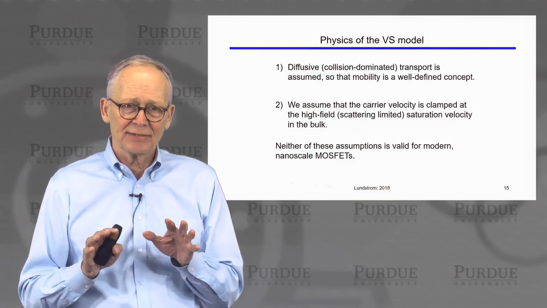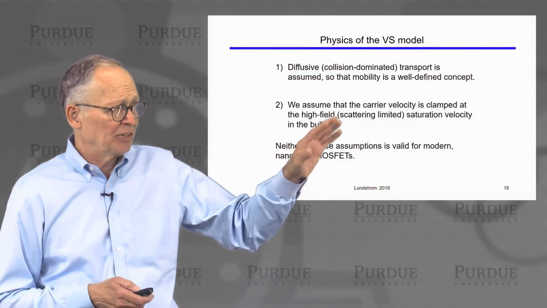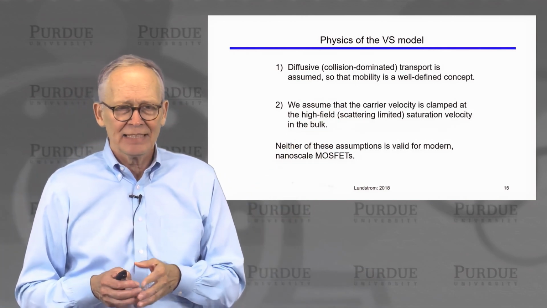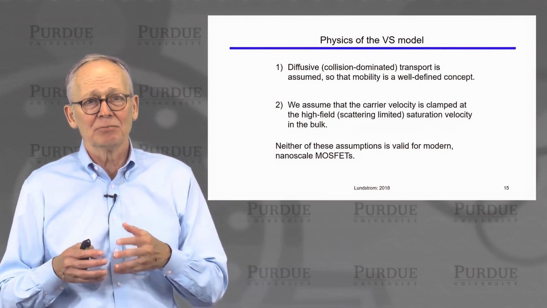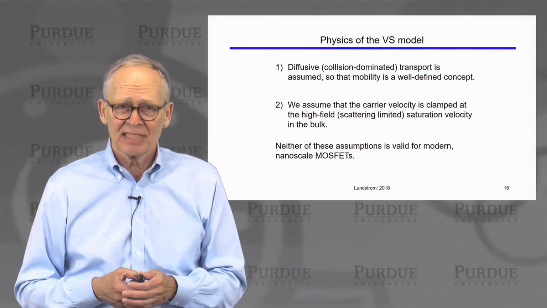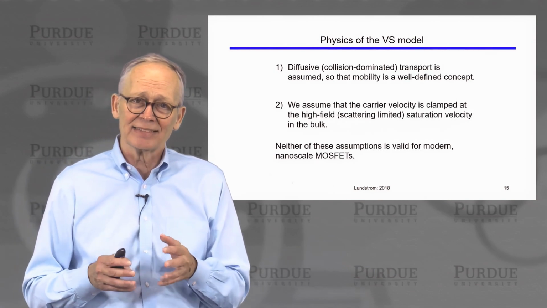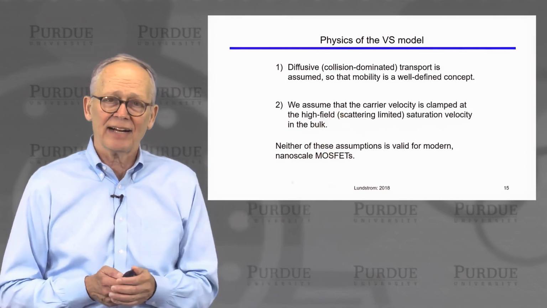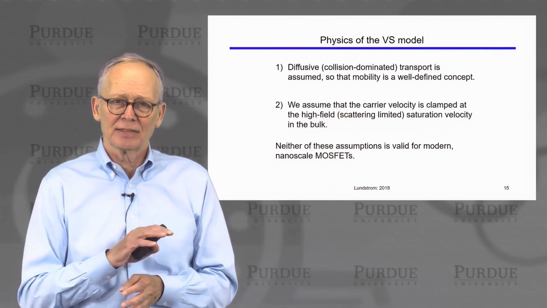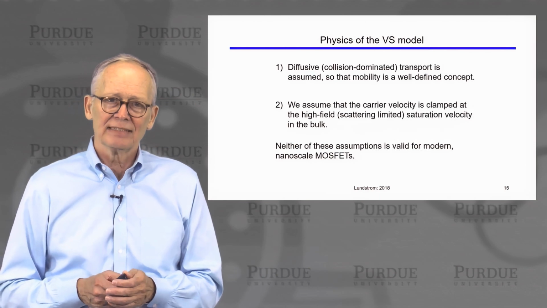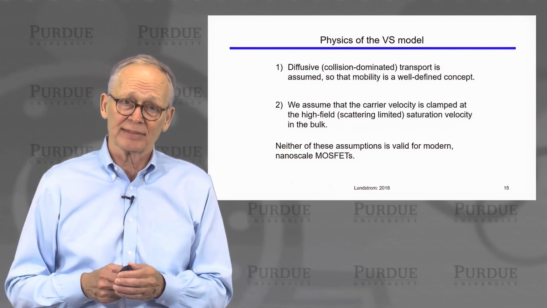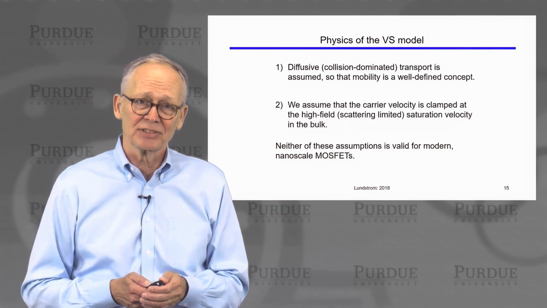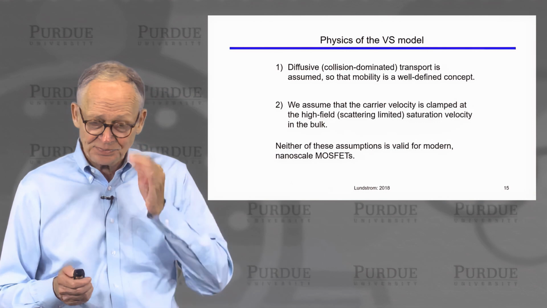So what is the physics of this model that we've introduced? Well, it's based on what we would call diffusive or collision-dominated transport. When there are lots of collisions, concepts like mobility make a lot of sense. It's a little less clear if they make sense in the ballistic regime when there is no scattering. We've assumed that when the field is high, there is so much scattering that the velocity is clamped at the high field saturation velocity, 1 times 10 to the 7th in silicon. Now, the difficulty is neither of these assumptions is valid in modern transistors.